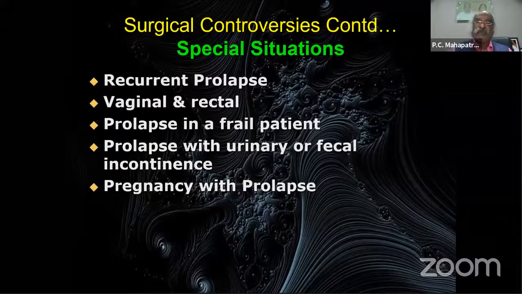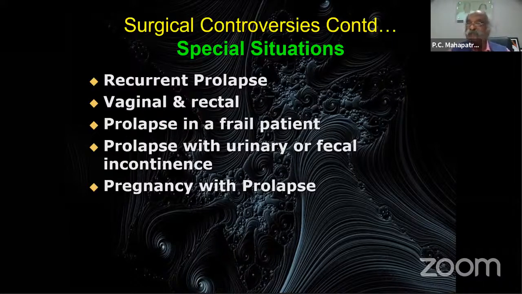Now, surgical controversies, the special situations like recurrent prolapse. I've already told that the weakness is there in recurrent prolapse. There it needs a place for sacrocolpopexy. Vaginal and rectal combination, I think you ask the surgeon to do the same procedure in the same sitting. Prolapse in a frail patient, again I question who is a frail patient who is not suitable. Multiple diseases are there, cardiac, metabolic diseases and all that, and they are very poor risk patients, surgical risk patients.